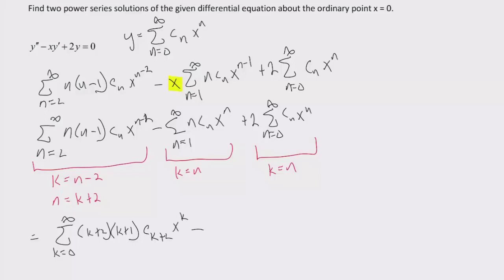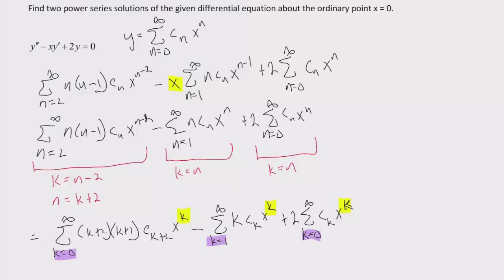All right, minus summation of k equals 1 of k c sub k x to the k power, and plus 2 summation k equals 0 of c sub k x to the k. All right, so we got all of our exponents to match. That's good, but the problem we have now is our indices don't match.